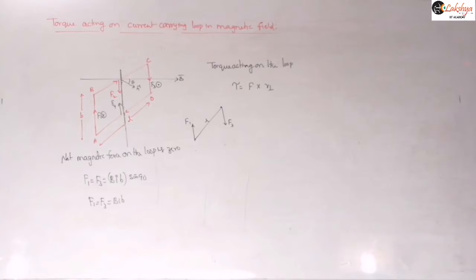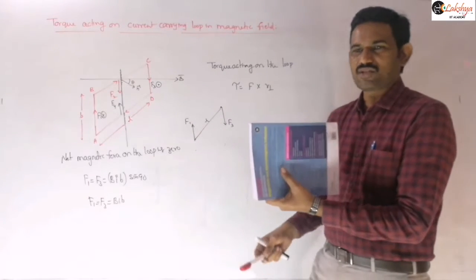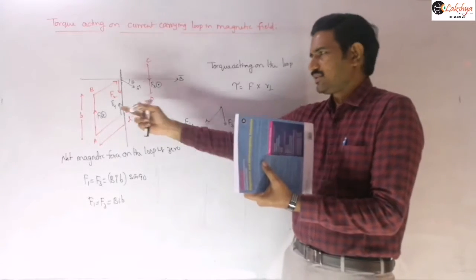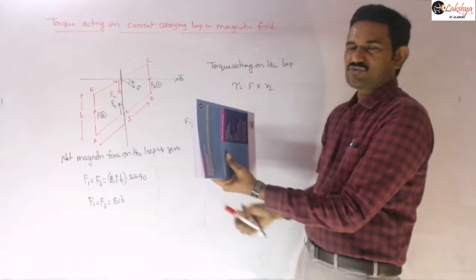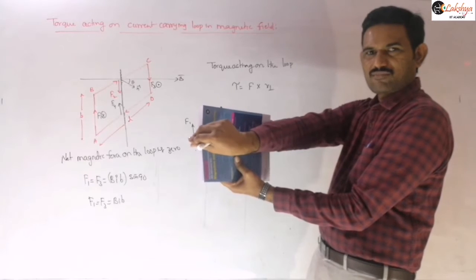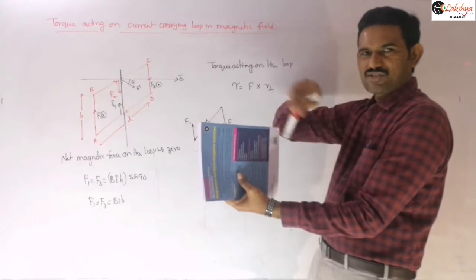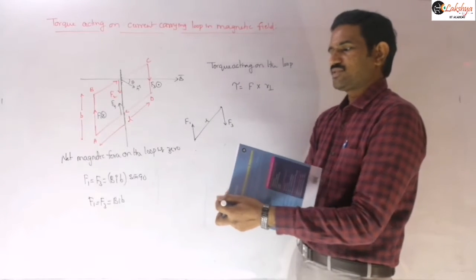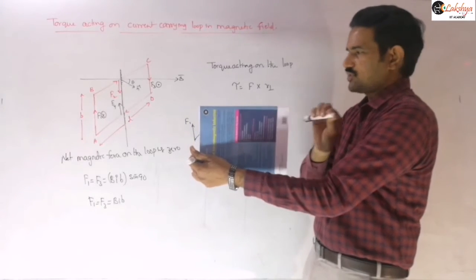If I take an object like this, this end the force is acting into the plane and this end the force is acting out of the plane. So we are taking the situation like this, with the magnetic field like this. Here the force is acting inwards, and here the force is acting out of the plane. So we need to calculate the perpendicular distance between these two forces.